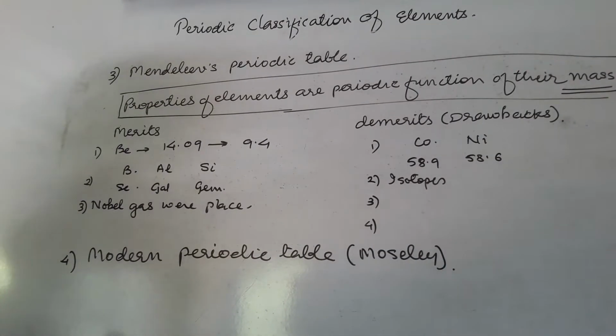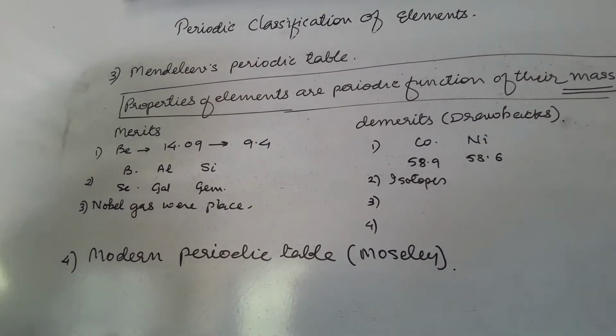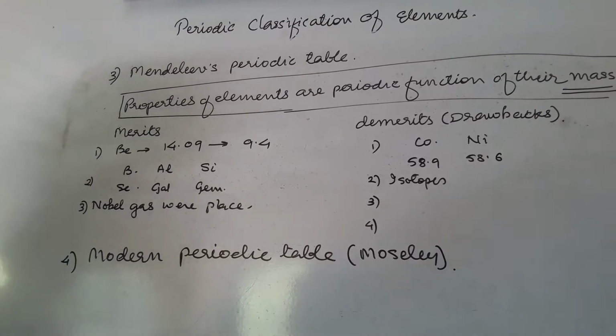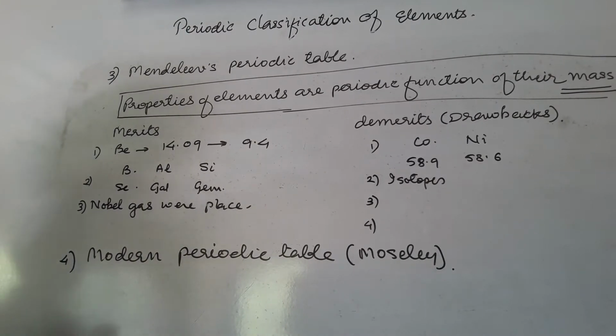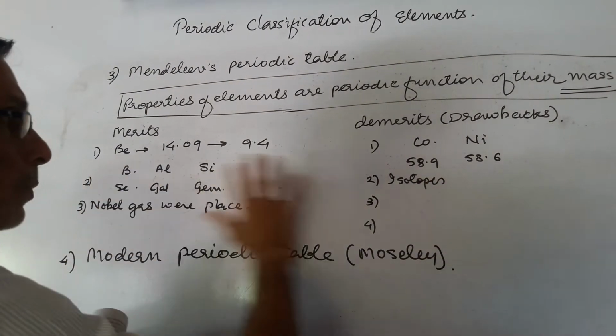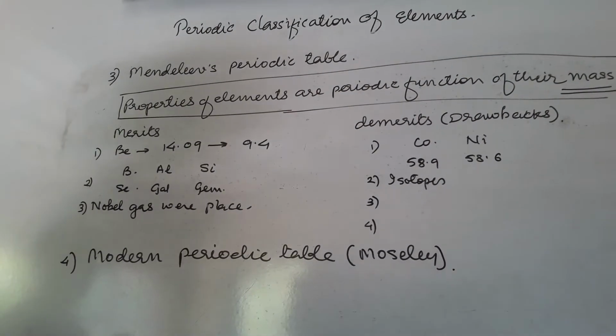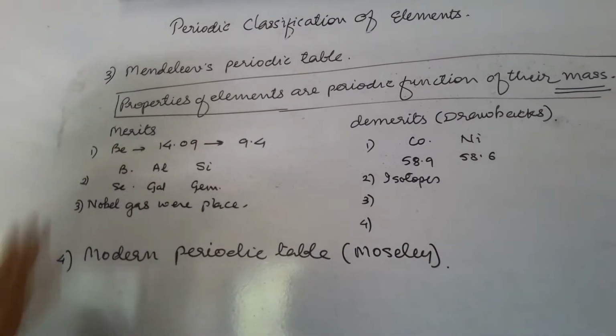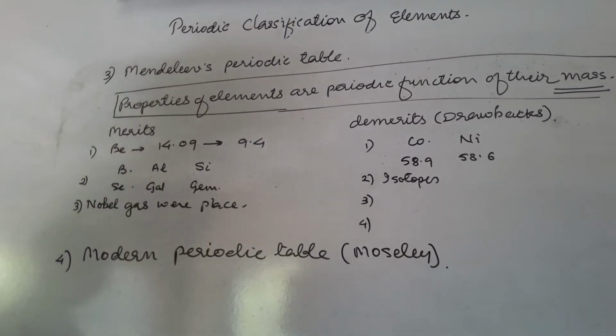One more: the noble gases were not known at that time. But when the noble gases, or the inert gases as we call them, were discovered, they were easily placed in the eighth group without disturbing the table. Without any disturbance to the table, they were placed in that. And therefore, these are the merits of the Mendeleev periodic table.